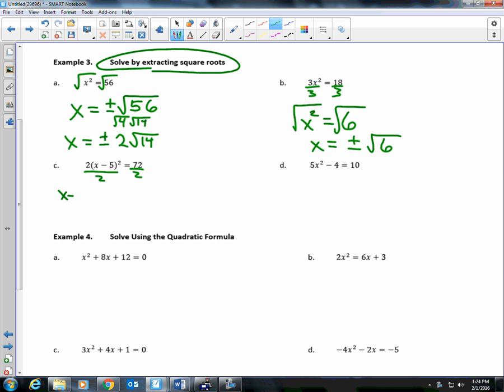So we've got x minus 5. That quantity is still being squared, is equal to, what's 72 divided by 2? 36. Now, before I add the 5, what do I have to do to both sides? I have to take the square root of both sides. And so I get x minus 5 is equal to, since I got rid of the squared, I have to list not just 6, but plus or minus 6.